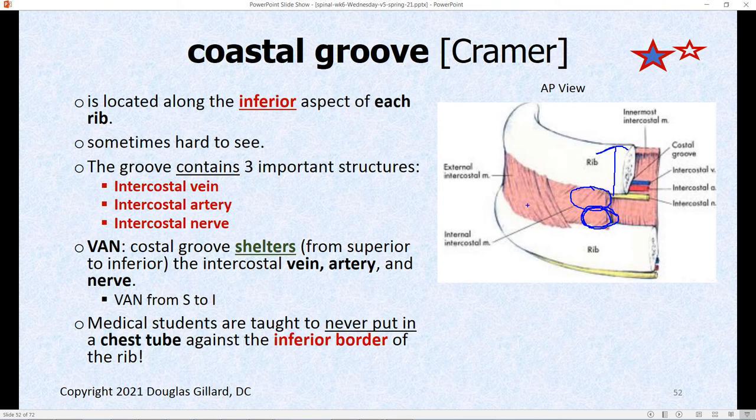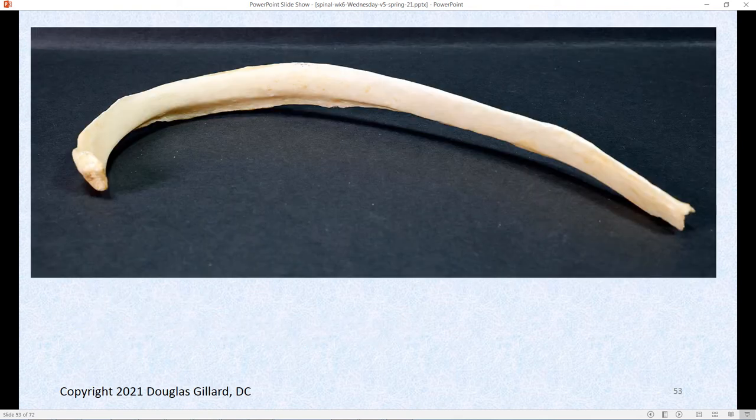Then there's muscles here. You'll learn these next quarter: the external intercostal, the internal intercostal, and the innermost intercostal. And I won't test you on those. You'll get those next quarter. But you should definitely know the order of these nerves. And where do they go? They run in the costal groove.